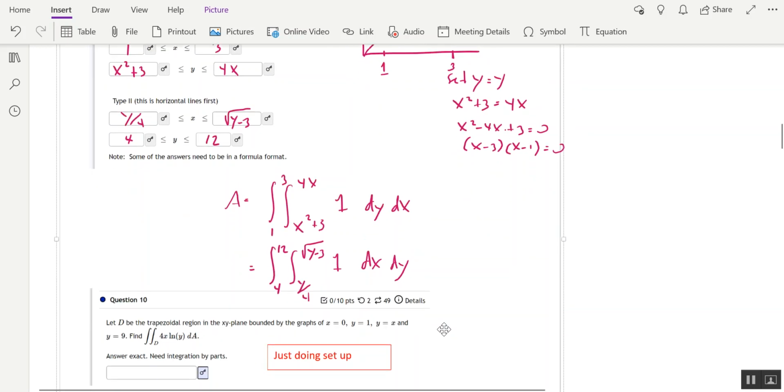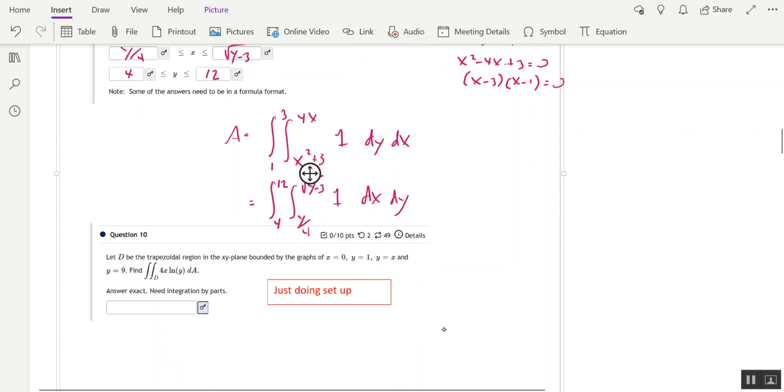Okay, next one, I'm going to do the setup, but I'm going to start the integration just to remind you of how I want you to integrate.